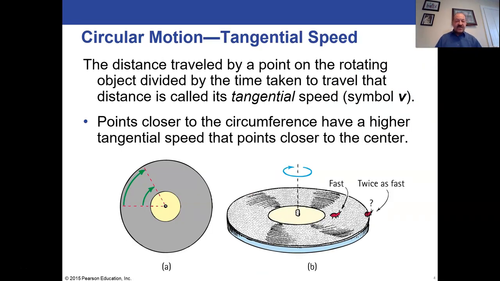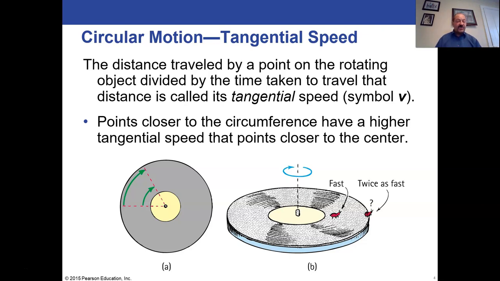All right, so the distance traveled by a point on a rotating object divided by the time, that is the tangential speed. In other words, meters per second, kilometers per hour, all right? And this will depend on where you are. So points closer to the circumference, in other words, all the way out with a big radius, they'll have a higher tangential speed. They have to cover more distance in the same amount of time than the smaller circle. So in this case, we see an ant that's halfway in the circle and one that's all the way to the edge of the circle, and that's going to be moving twice as fast.